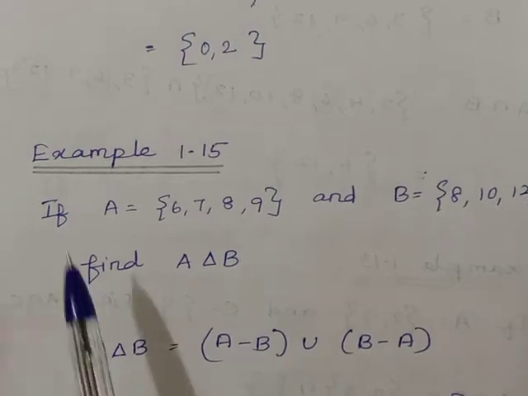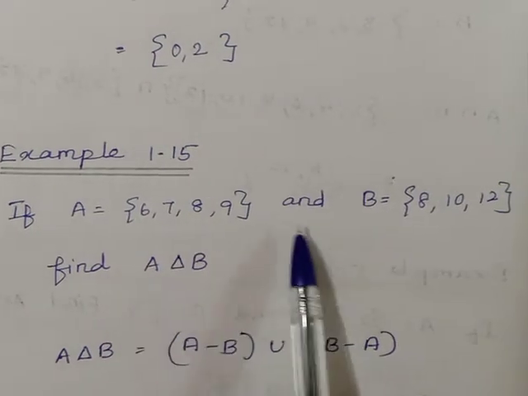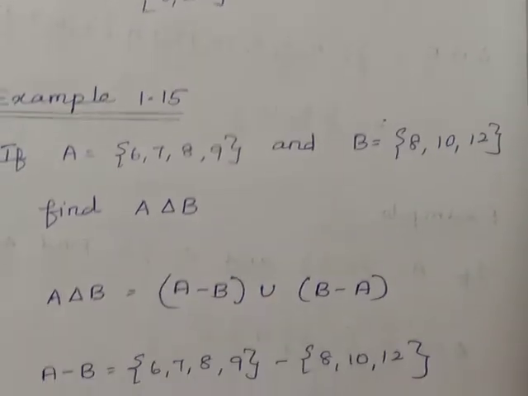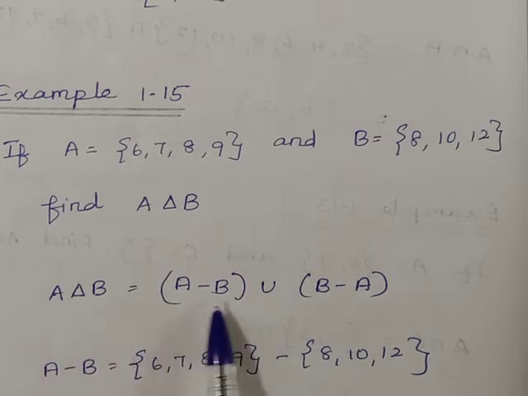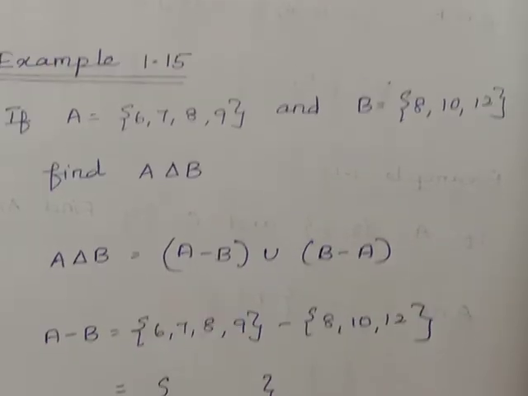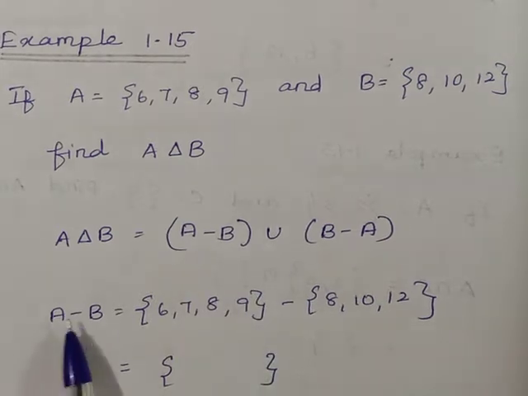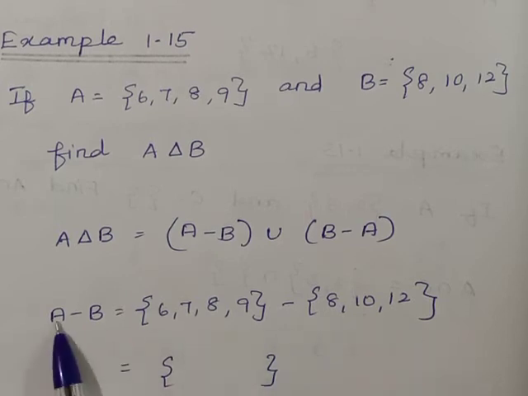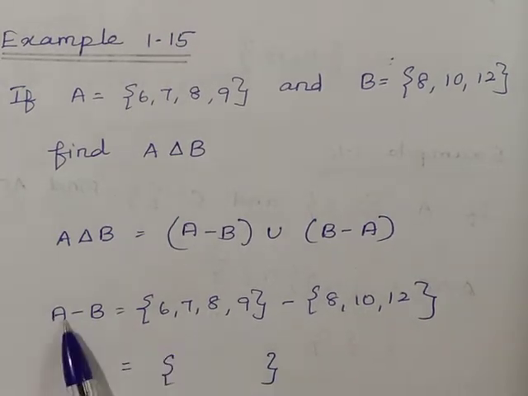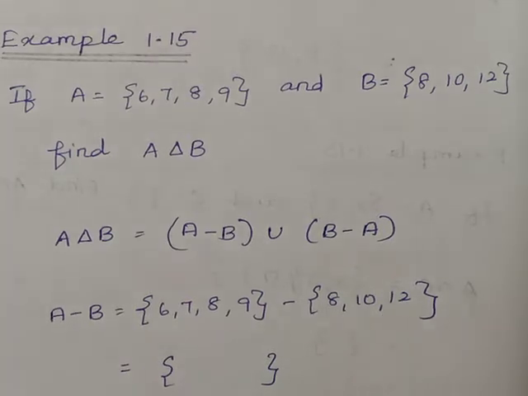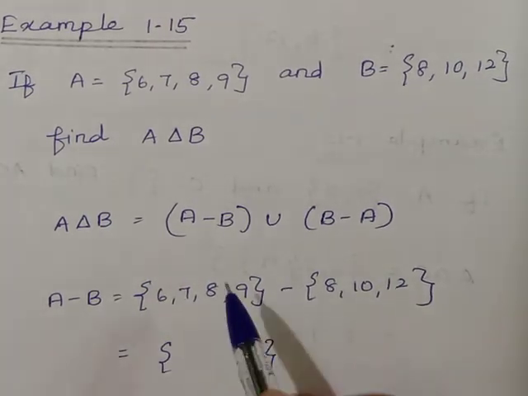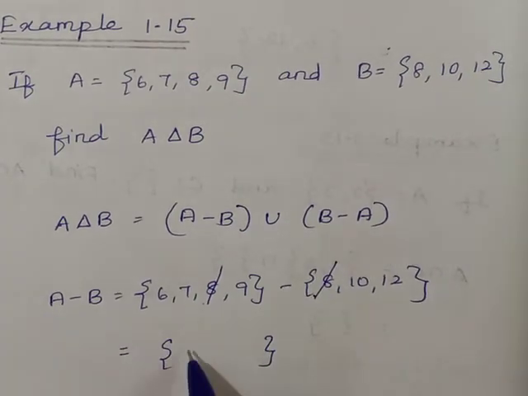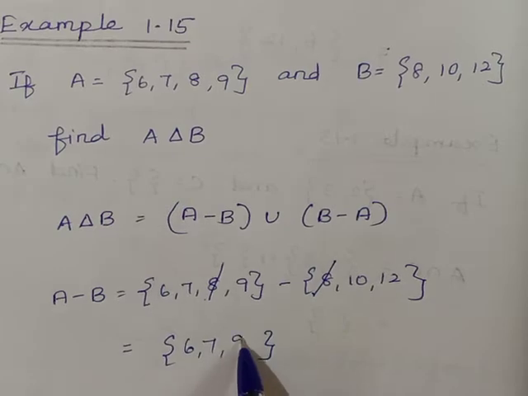Example 1.15. If A equals 6, 7, 8, 9 and B equals 8, 10, 12, find A delta B. That is symmetric difference. So the A delta B formula is A minus B union B minus A. First we'll find A minus B. You should not interchange the values. Since A is given first, you should write the value of A minus the value of B. The relationship between both is minus, so we'll cancel the similar terms. Here the similar term is 8. So we cancel it. What is remaining in the first term gives you the answer.